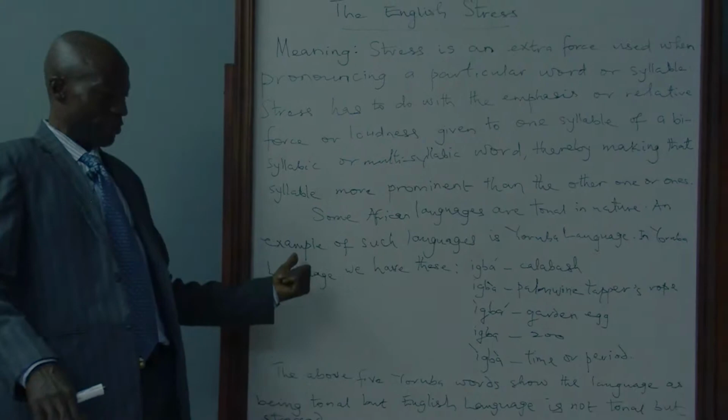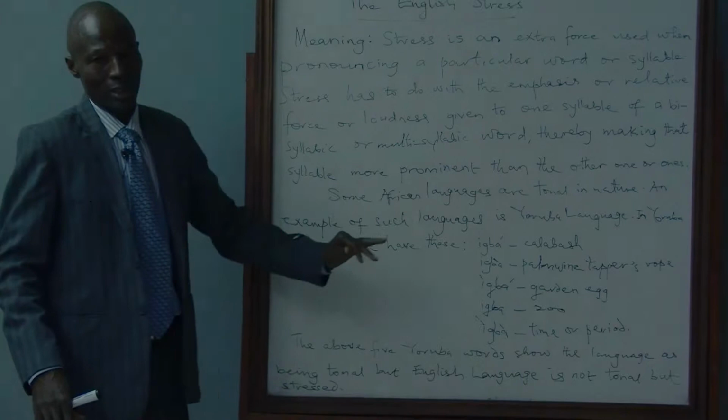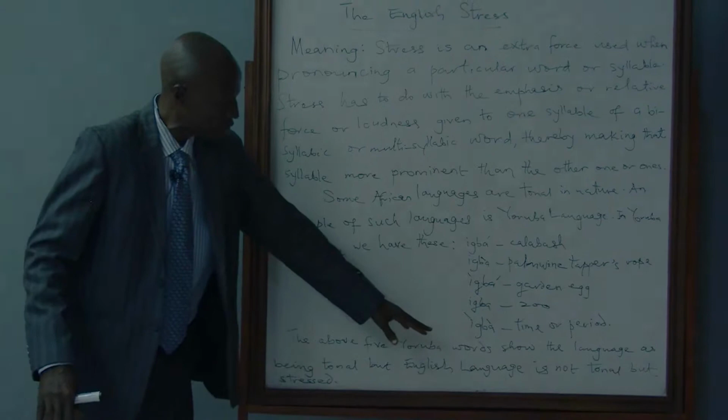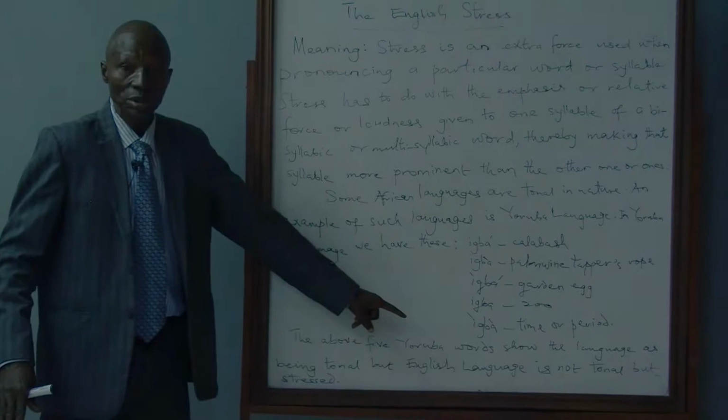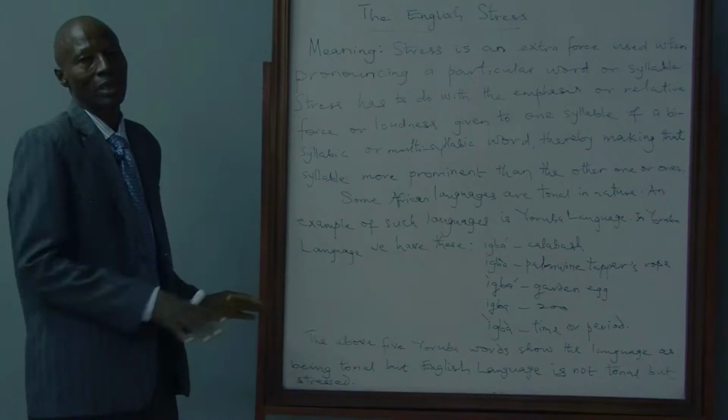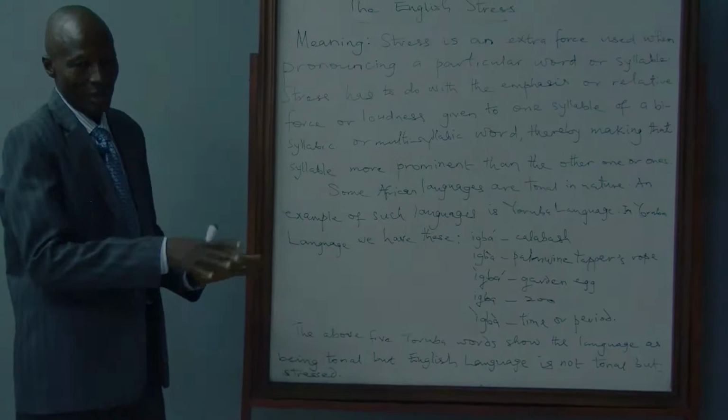That makes Yoruba language to be tonal. But English is not like that. The above five Yoruba words show the language as being tonal. But English language is not tonal, but stressed. That's exactly what we want to look at now. And that will tell us how to pronounce certain words the right way. So, let's follow.